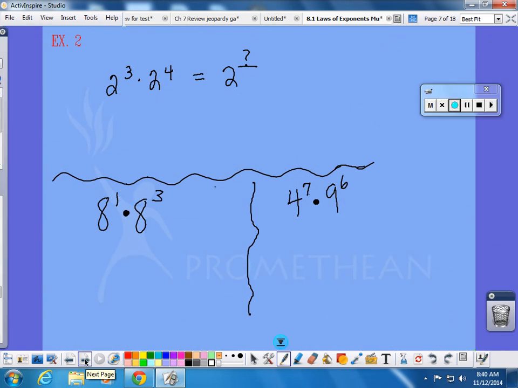All right, let's look at these, still in our packet here, okay? All right, so 2 to the third times 2 to the fourth. Notice that the 2 stays the same. That did not become 4. The base stays the same, and 3 plus 4 will be what? 7.